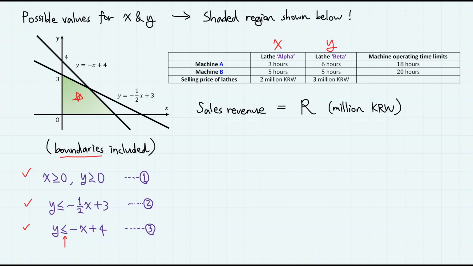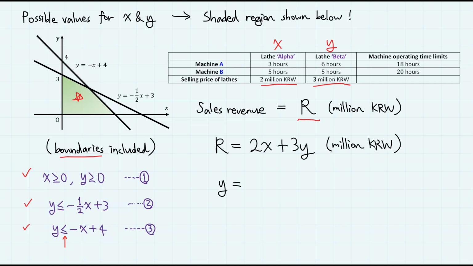Now let's think about sales revenue. Let us denote the sales revenue from selling the lathes as R in the unit of million Korean won. Then from these prices, R is given as 2x plus 3y million Korean won. We can write this in line form, which is y equals negative 2/3 x plus R over 3.